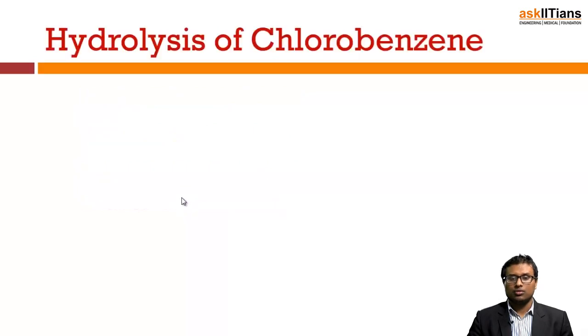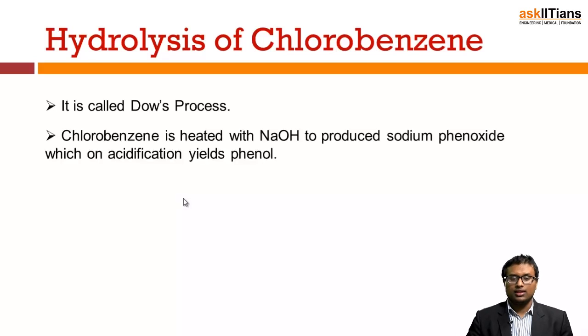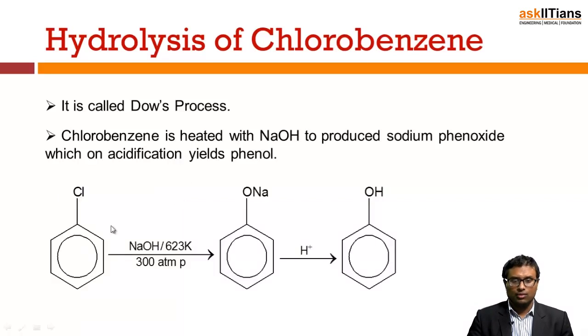So hydrolysis of chlorobenzene is called Dow's process. What is happening in Dow's process is that I have chlorobenzene, and that chlorobenzene is heated with NaOH. Once you react with NaOH, you will get sodium phenoxide. And once you get sodium phenoxide, if I simply hydrolyze it, I will be getting a phenol.